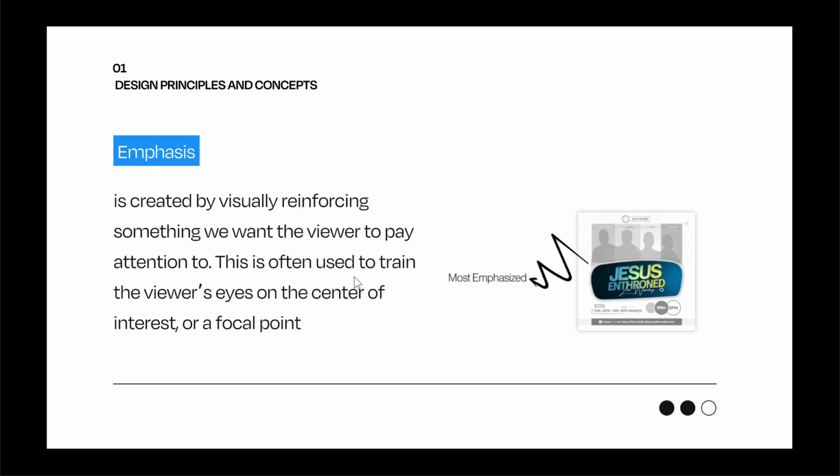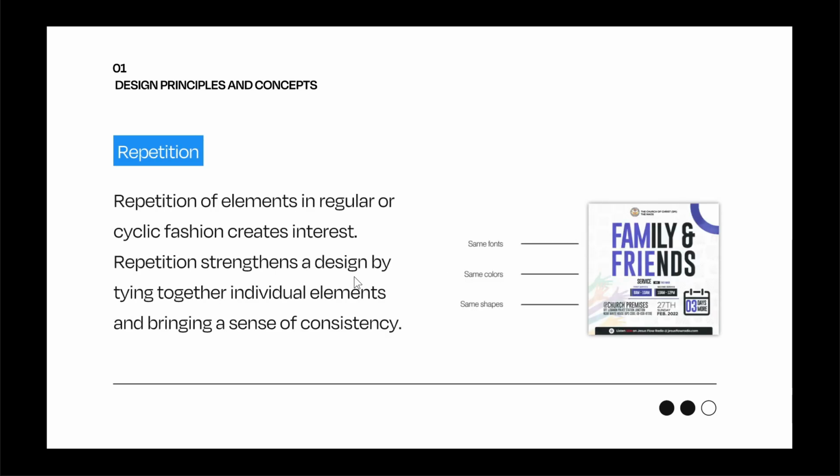Rule number two is emphasis. You add more effect, more effort to the elements you want the reader or the viewer to read first. That is emphasis. And rule number three is repetition. You make sure you repeat your fonts, you repeat your colors, and you repeat your shapes.